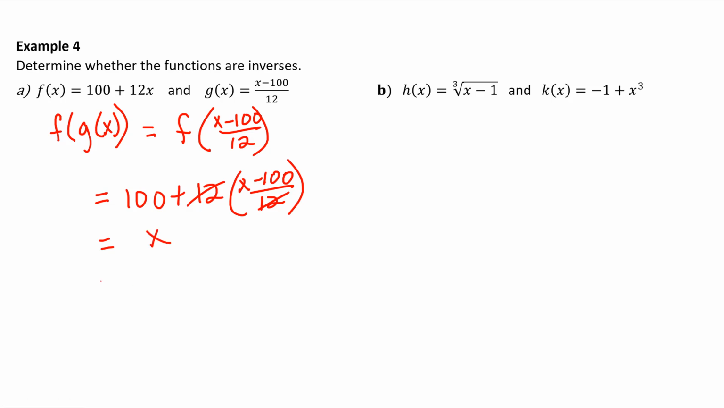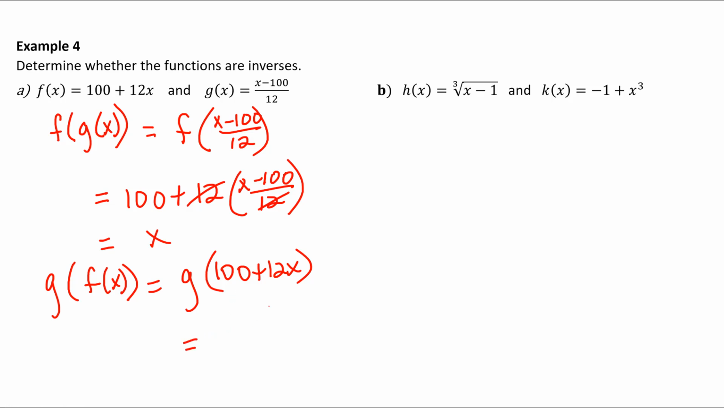All right, now I'm going to do it the other way around. I'm going to say g of f of x. I'm going to put into the g function 100 plus 12x. That will be the x I'm putting in. And so that will be 100 plus 12x minus 100 over 12. And again, you can see that that's 12x over 12, which is x. Those are inverse functions.